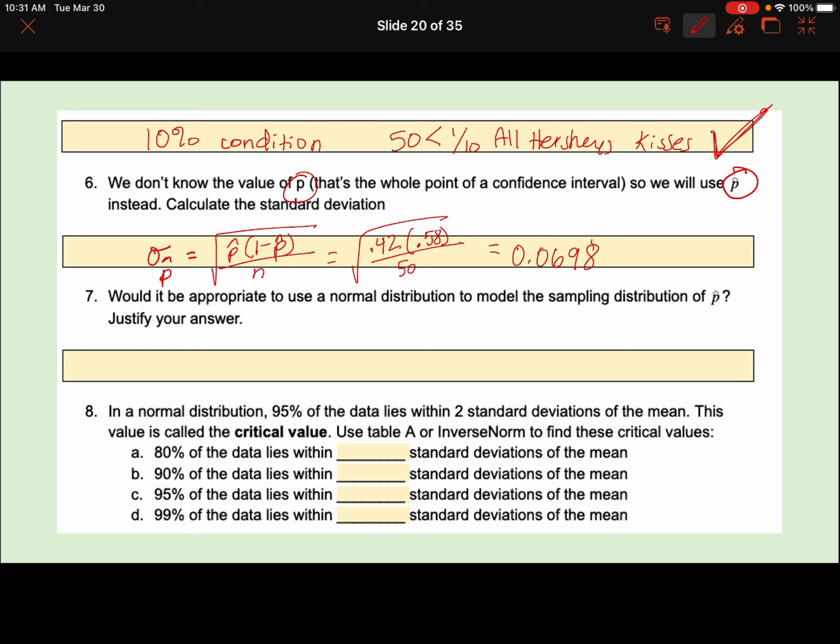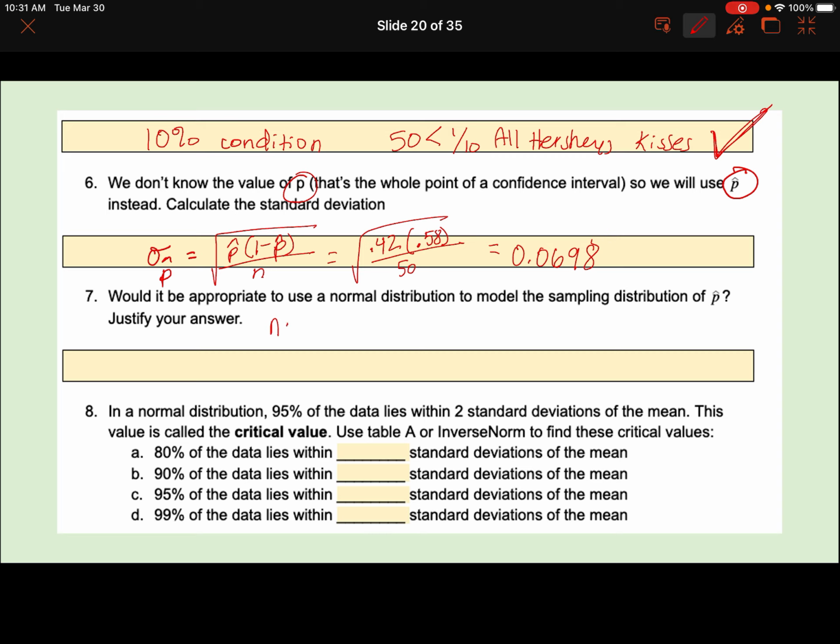Okay, for question 7, is it appropriate to use a normal distribution to model the sampling distribution of P hat? Justify your answer. For this, we're looking for whether it meets the large counts condition. And as a reminder, that means that we would expect to have at least 10 successes, and we would expect to have at least 10 failures. So let's check this out.